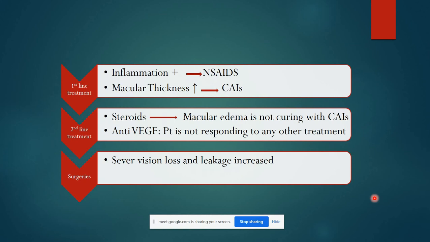Okay, so the first line treatment, as I said before, is NSAIDs and CAIs, which might be oral as well as topical. Then the second line is the steroid and the anti-VEGF. Then third is surgery. So these things we try with medications earlier, and then if there are severe cases, we have to go with surgery.